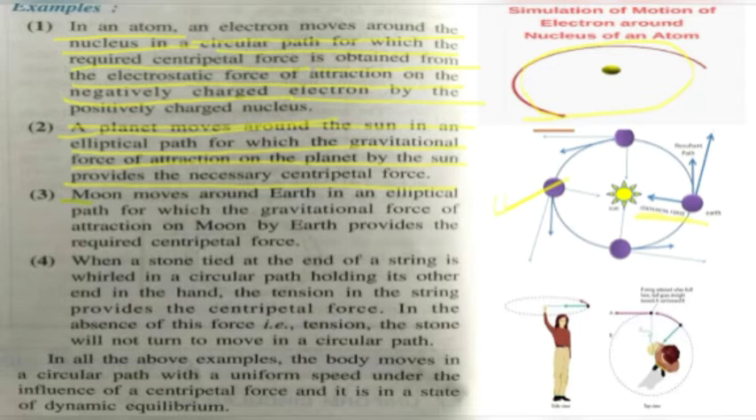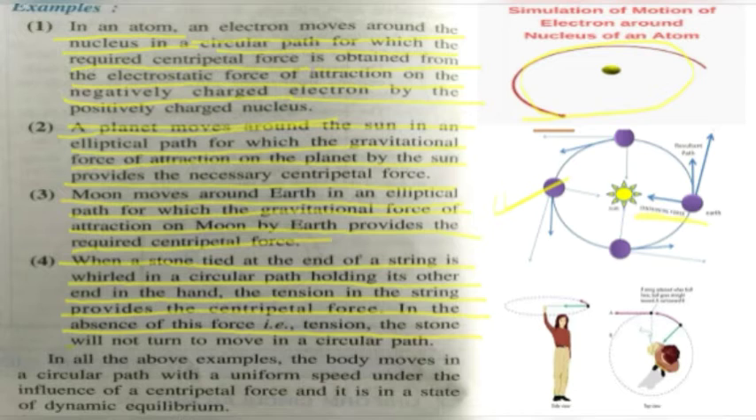Now Moon moves around Earth in an elliptical path for which the gravitational force of attraction on Moon by Earth provides the required centripetal force. This is same as planet moves around the Sun. When a stone tied at the end of a string is whirled in a circular path holding its other end in hand, the tension in the string provides the centripetal force. In the absence of this force, the stone will not turn to move in a circular path.